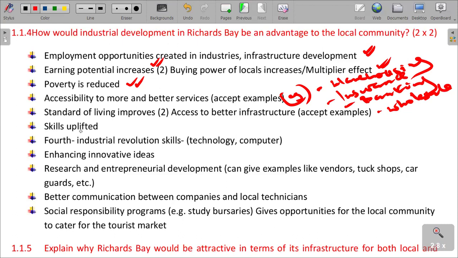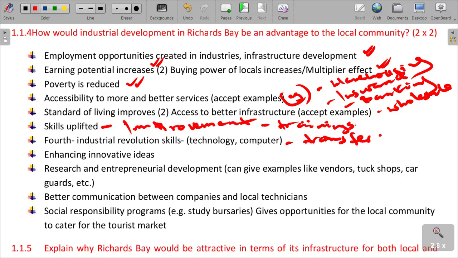We talk about skills development, skills uplifted, skills improvement, improvement of skills. This we are talking about trainings that we can also mention in that card. Fourth industrial revolution skills, that is transfer of skills that we talked about again, which we are saying people, as they are hired both nationally and internationally, share the various skills that they have, which would also facilitate what? That would also facilitate skills development. We talk about computer technology and so forth, enhancing innovation, which is also a good advantage in that regard.